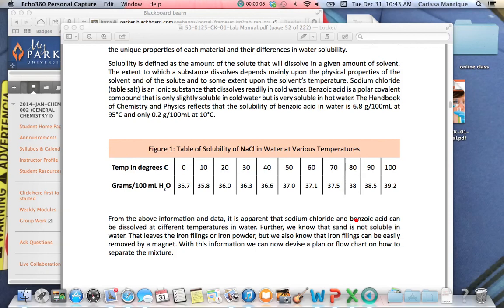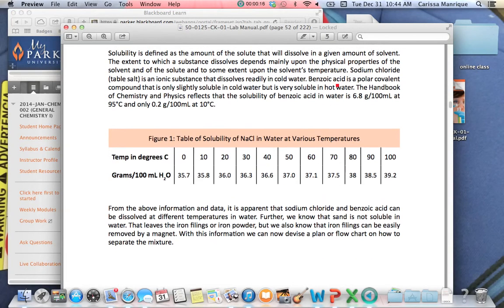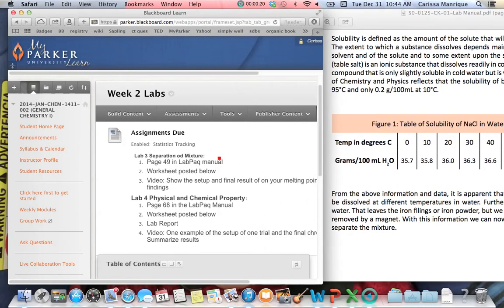This is lab 3, and we're going to be looking at separation. If I come over here, I'm under week 2 for lab 3. This is on page 49 of the lab manual that it starts. I have it pulled up here on the lab manual on the side. You're going to be doing the worksheet posted below.